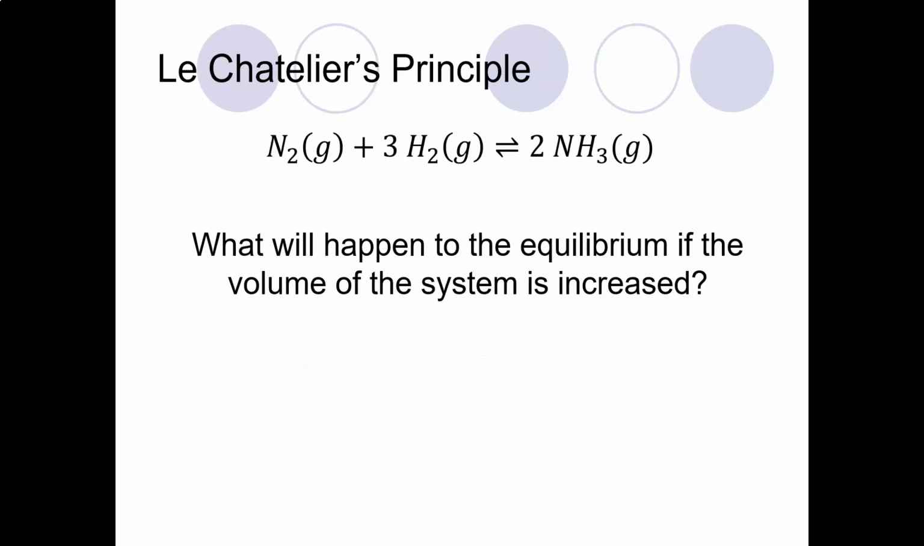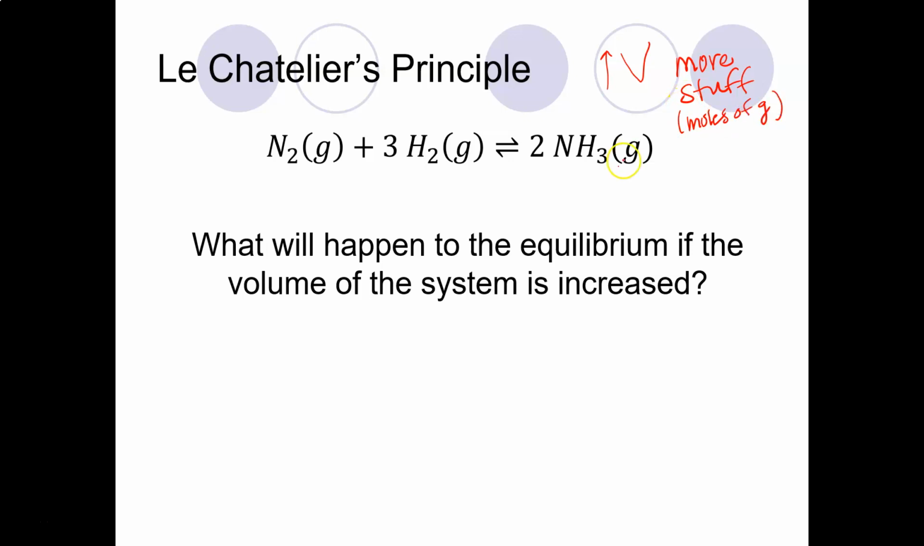I know this is the same equation, but let's look at it from this point of view. What will happen to the equilibrium if the volume of the system is increased? So the volume gets bigger. So if the volume gets bigger, that means we need more stuff. We got a bigger house. So we need to decide which side of the equation has more stuff because that's the direction we need to go. So by more stuff, I mean moles of gas.